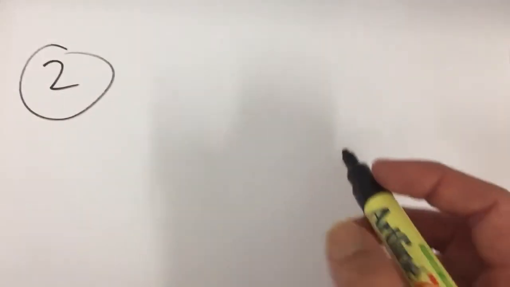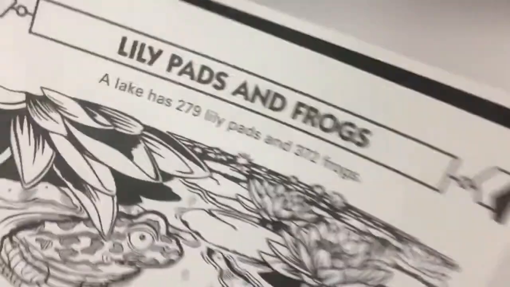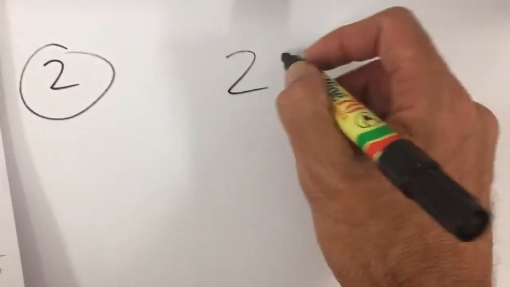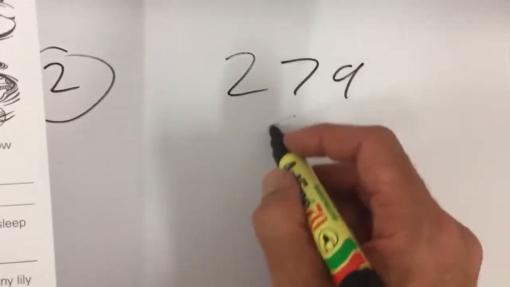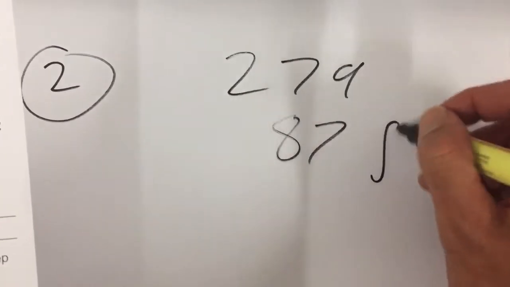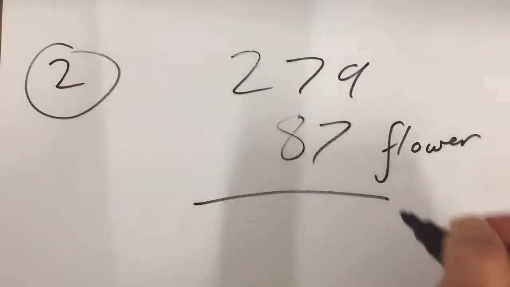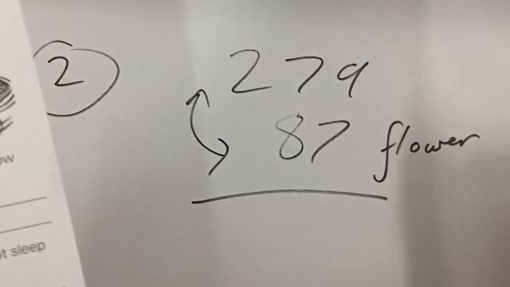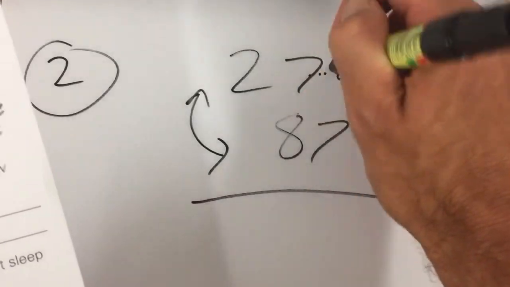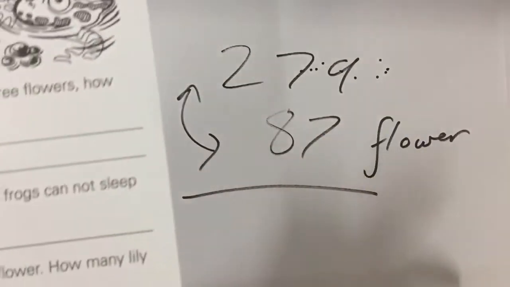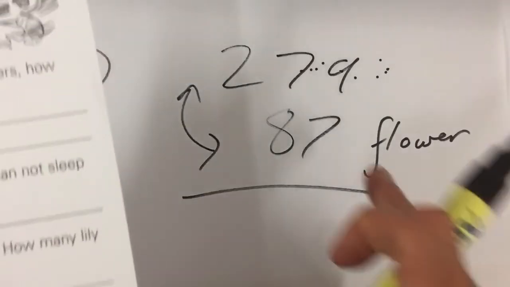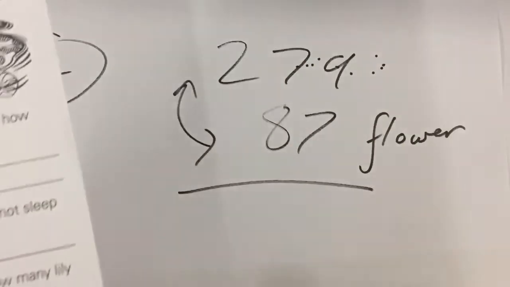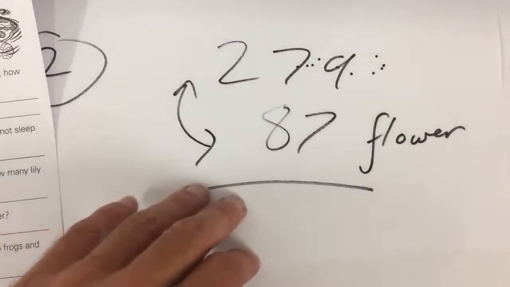Question number 2. It's asking how many lily pads are not in flower. Remember at the beginning it says how many lily pads there are. There's 279 lily pads. And 87 are in flower. So some aren't. How do you work out how many aren't in flower? I'll tell you right now, you've got to find out the difference between these two numbers. That's how many lily pads there are in total, and this is how many are in flower. So how many aren't in flower? Well, it's the rest of them. So what's the difference between 279 and 87? You've got to do a takeaway, guys. Okay.